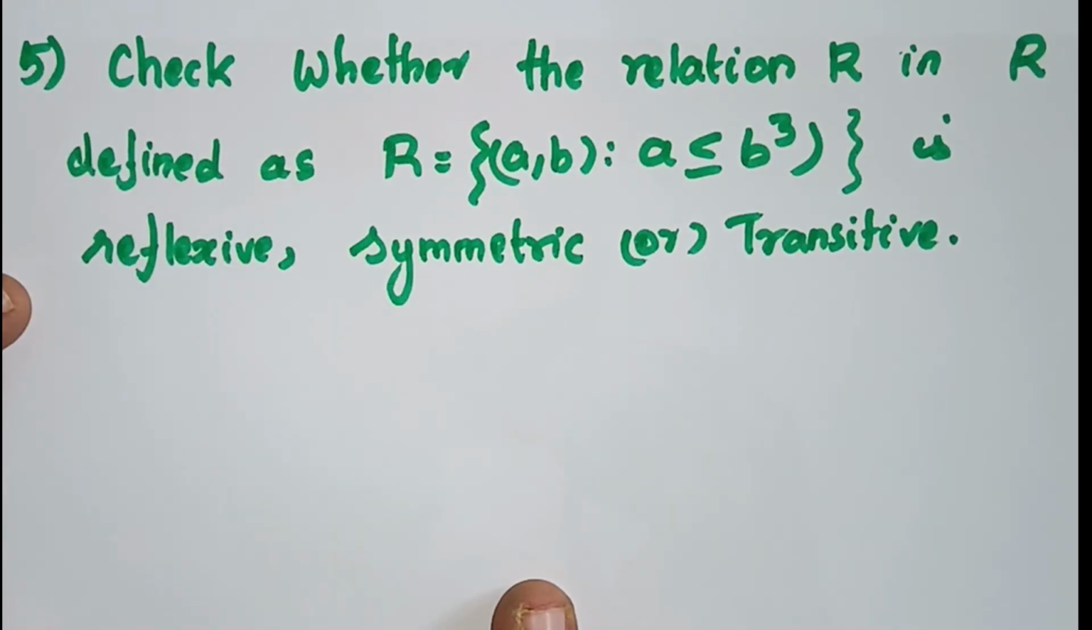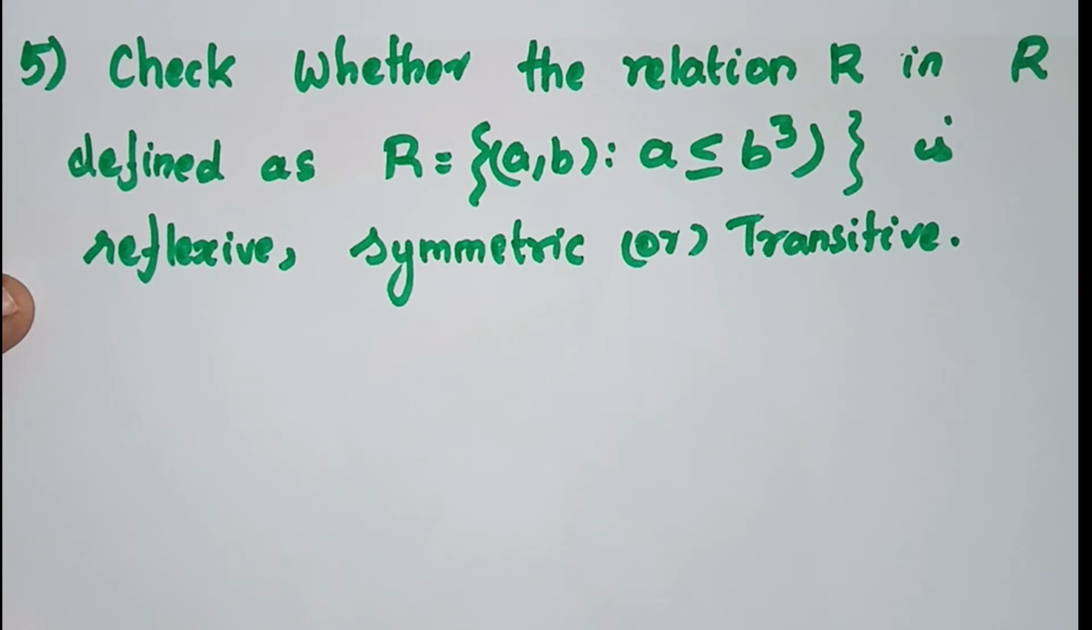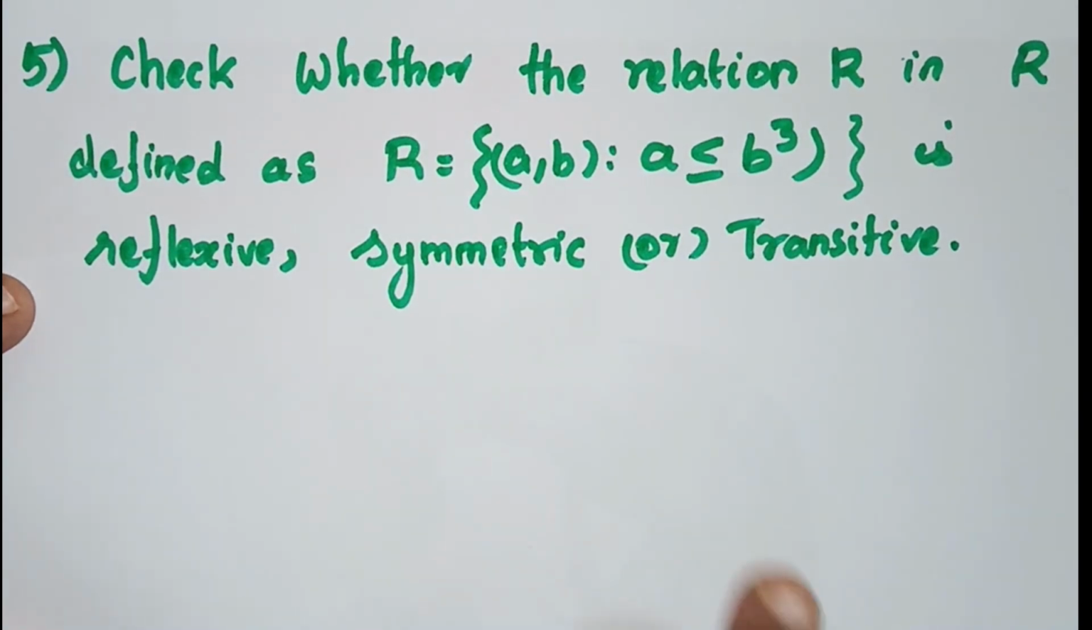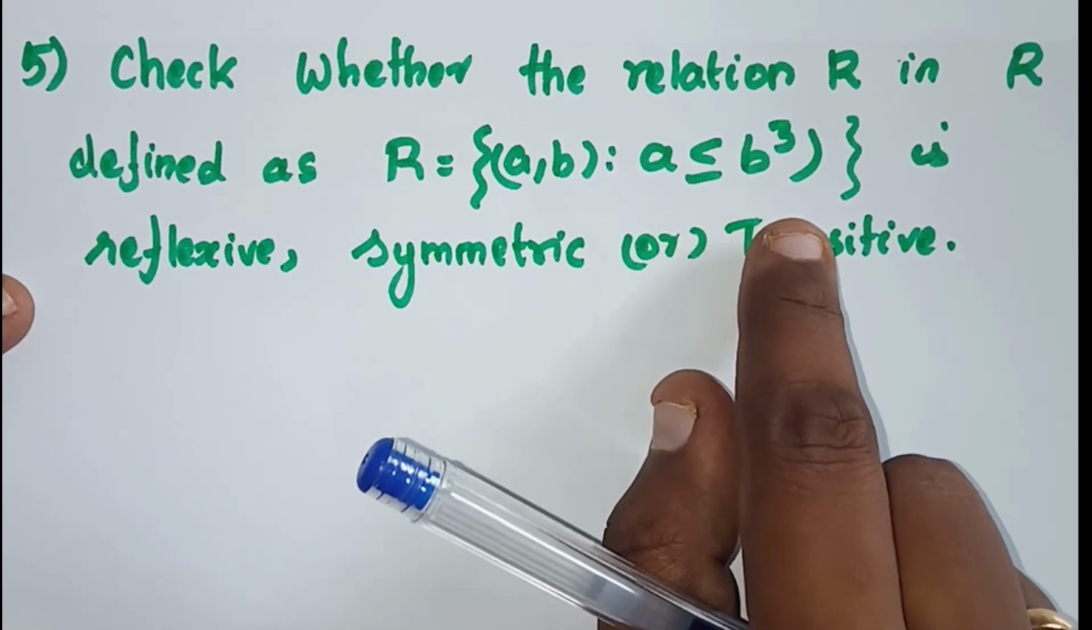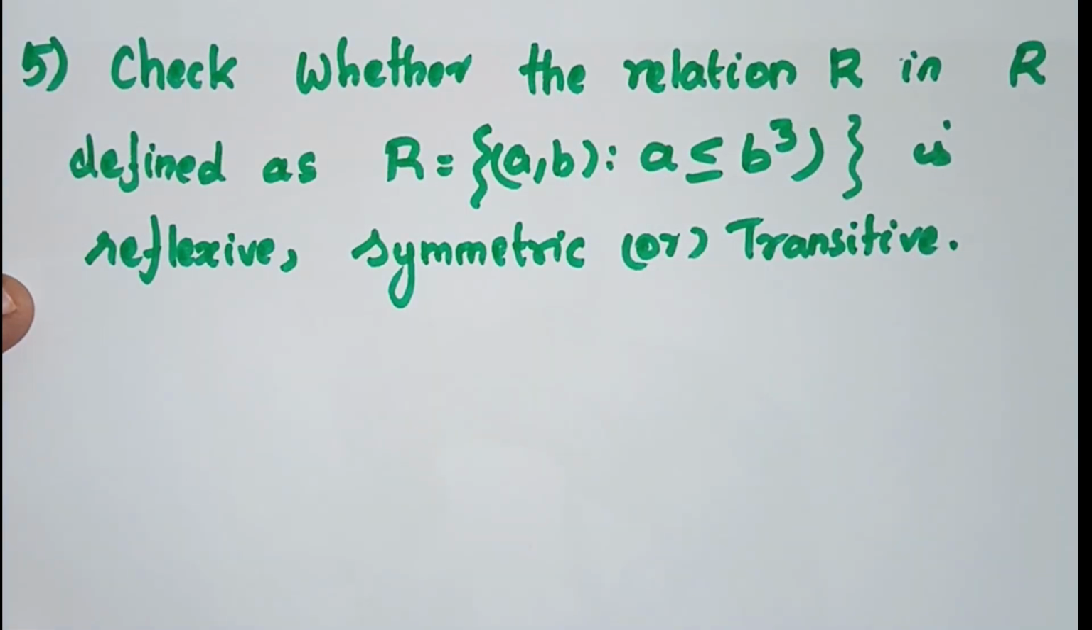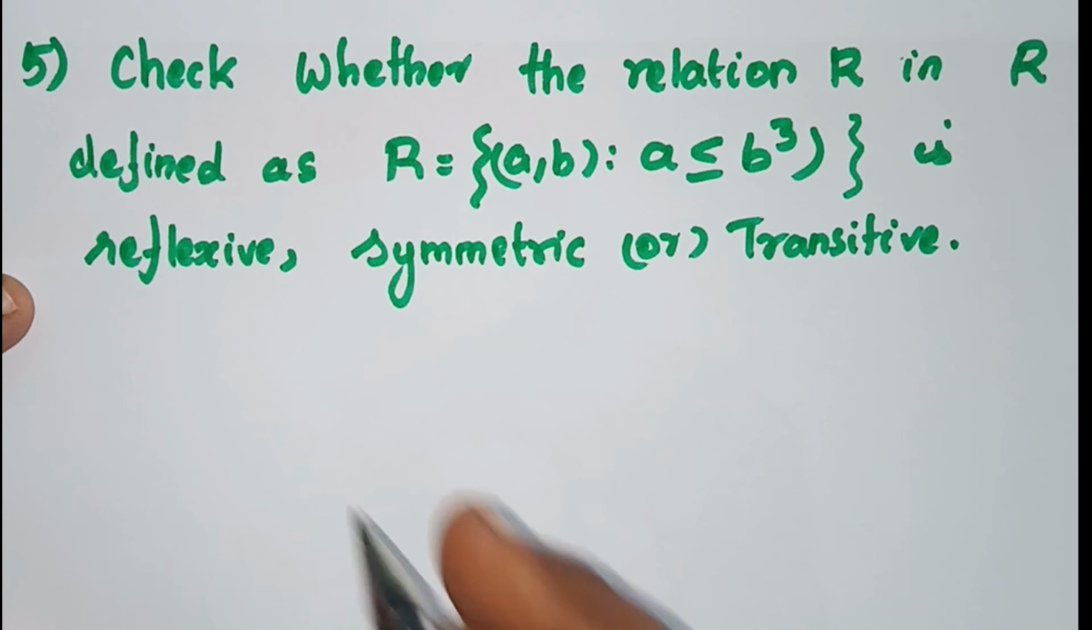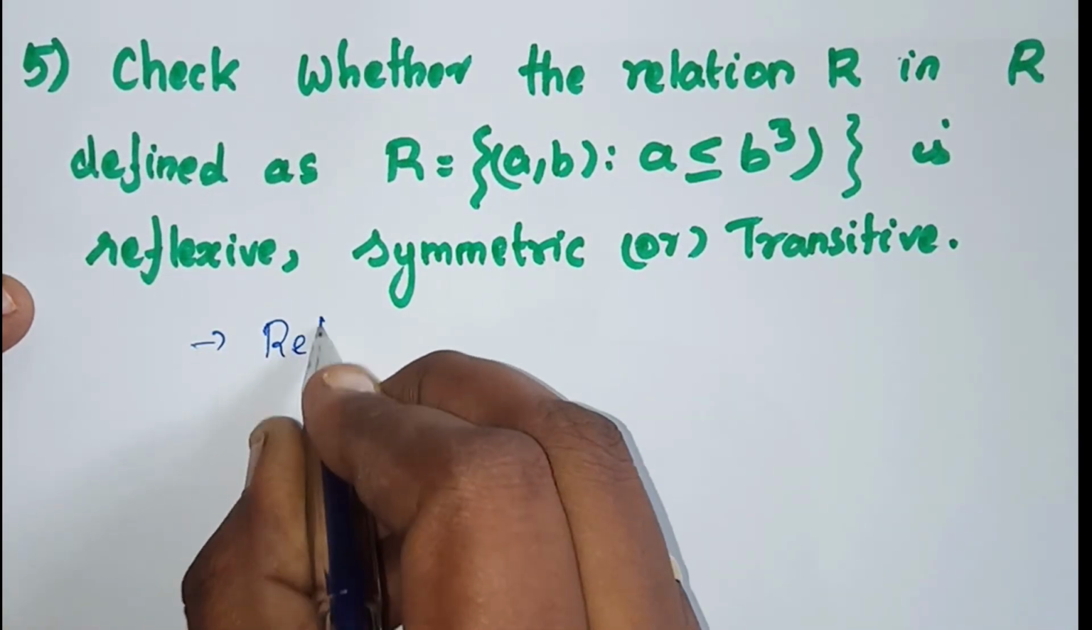Next, fifth question. First we will read the question. Check whether the relation R in the real numbers, defined as R equal to (A, B) where A should be less than or equal to B cube, is reflexive, symmetric or transitive. This problem is the same as the problem A less than or equal to B square. We already saw that problem. It is the same. So okay, first we need to check the reflexive property.